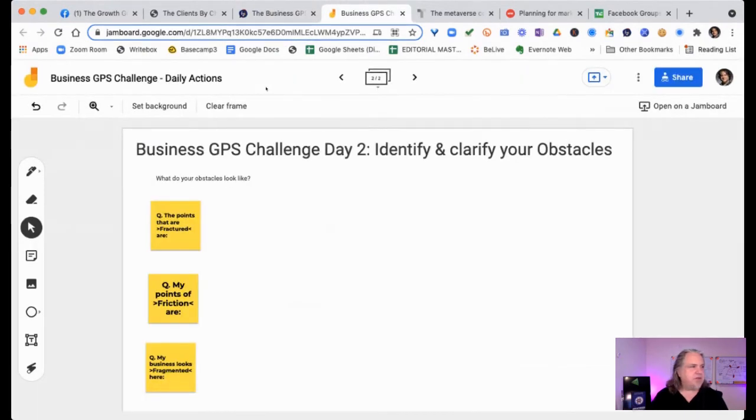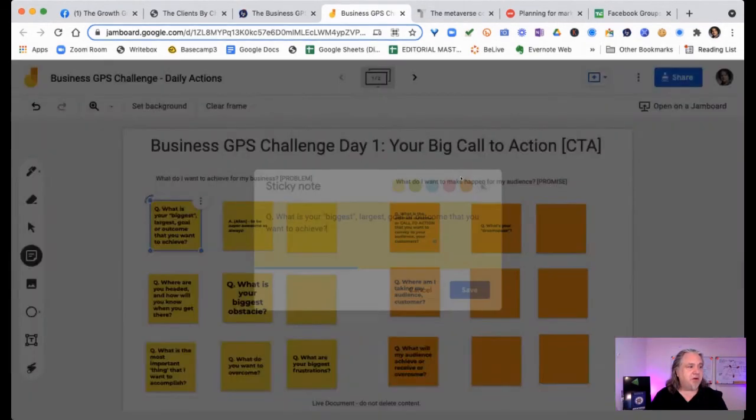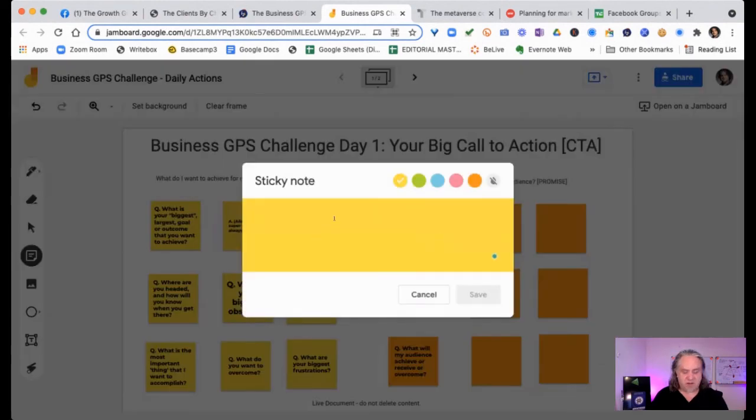The Jamboard is a brainstorming tool. It can be quite interesting, quite fun. It allows you to use sticky notes and add specific text and content to each of those. You can either add yours here, or you can copy it and create your own as well. If you want to look at the questions, you click on them and you can expand them out. If you want to answer, you click on the spot. What was the question? What is your biggest goal or outcome that you want to achieve? So create, in my case, an ultimate call to action.